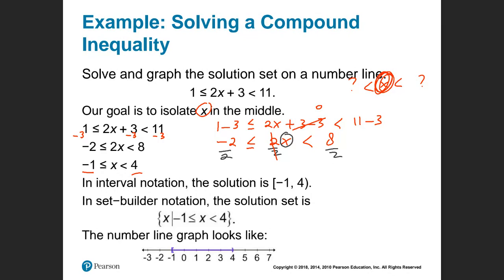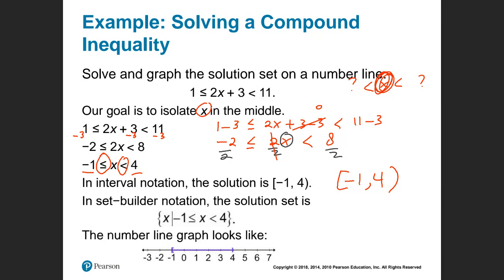So the interval notation, yeah? The solution is, because this is closed, so I just put bracket. This is open, just parenthesis. After that, just put the numbers negative 1, 4. Okay, so we can write it down in the set builder notation, just like this. For this one, the number line graph looks like this, just write it down.